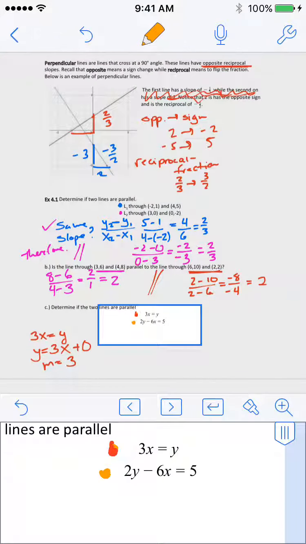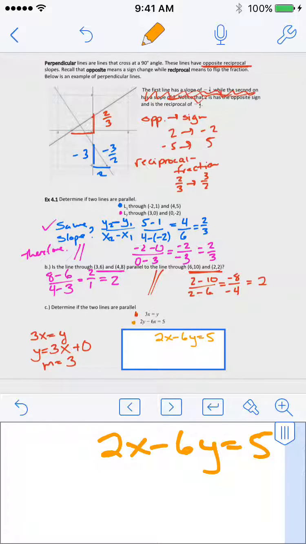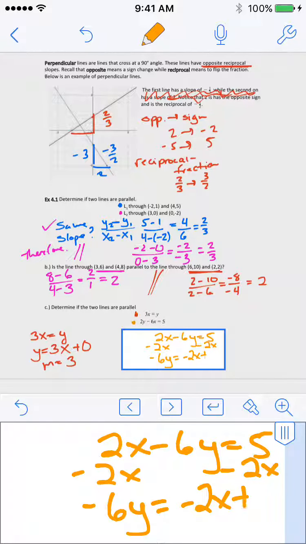Taking a look at the other equation, my other equation is 2x minus 6y equals 5. That one's a little more complicated because y is not by itself already, which is a bummer. But I just need to get it into y equals mx plus b. So I can solve by minus 2x, minus 2x. I get negative 6y equals negative 2x plus 5.